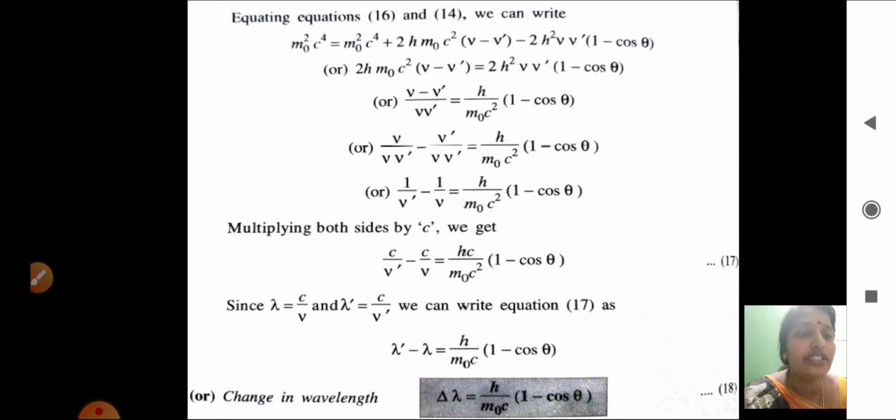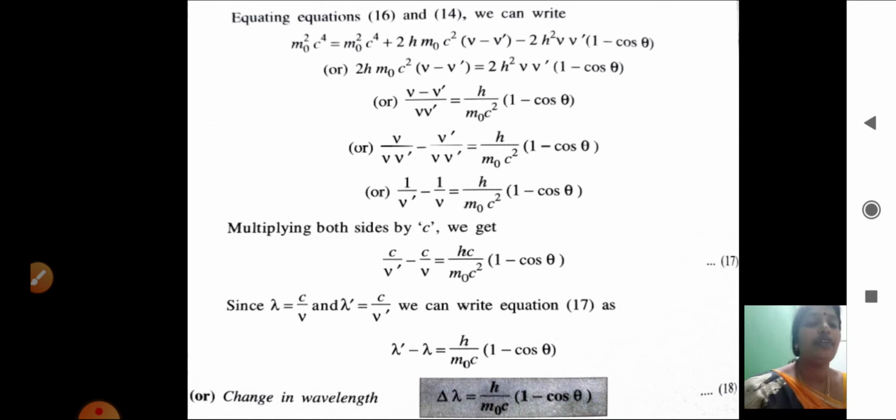In this equation, the change in wavelength; h is Planck's constant, 6.624 into 10 power minus 34; m naught is the rest mass of an electron, 9.11 into 10 power minus 31 kilogram; c is the velocity of light, 3 into 10 power 8 meter per second. And then for the scattering of the photon, the angle theta changes: 0 degree, 45 degree, 90 degree, 125 degree. Okay, this is the experimental method.